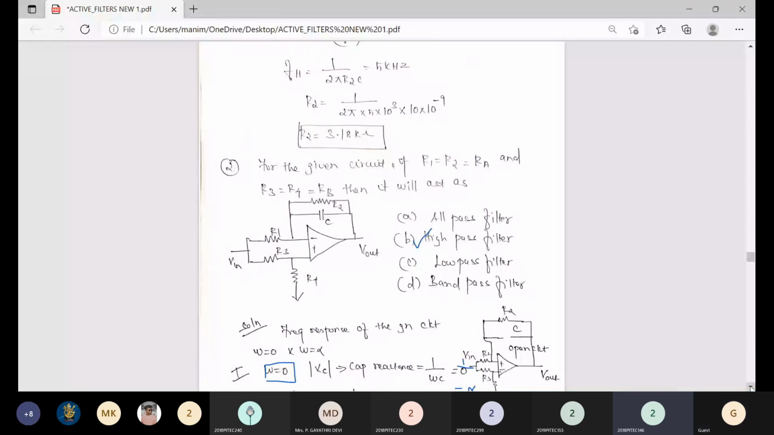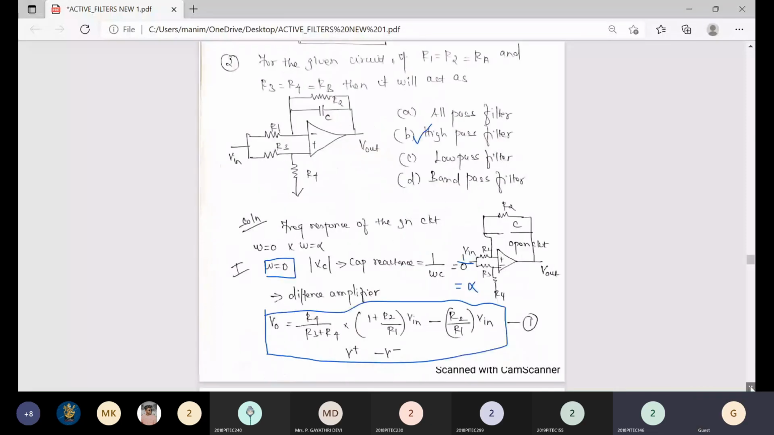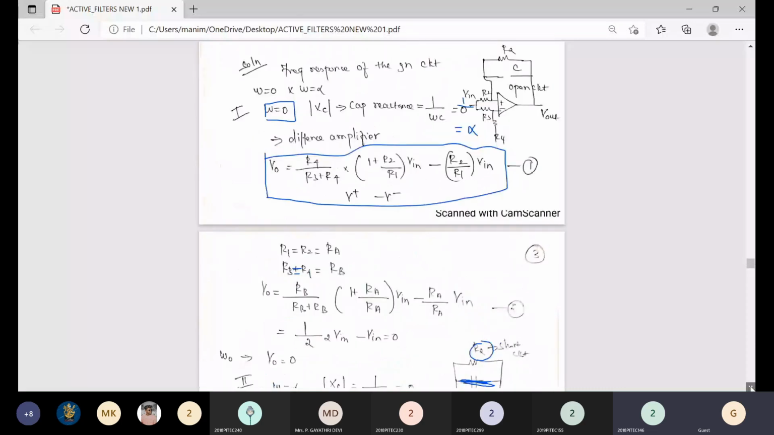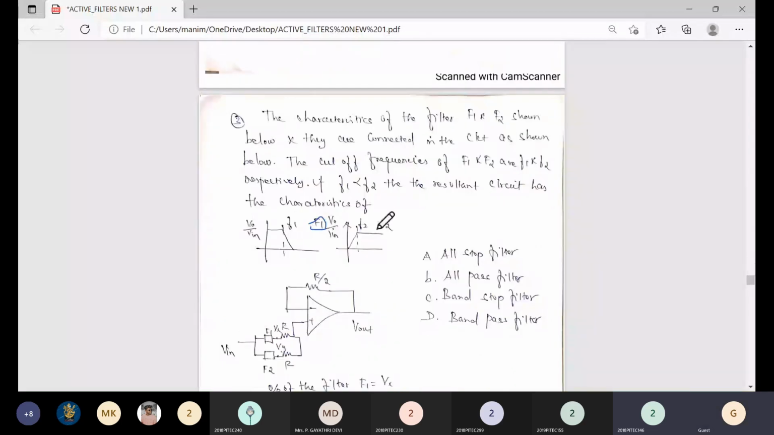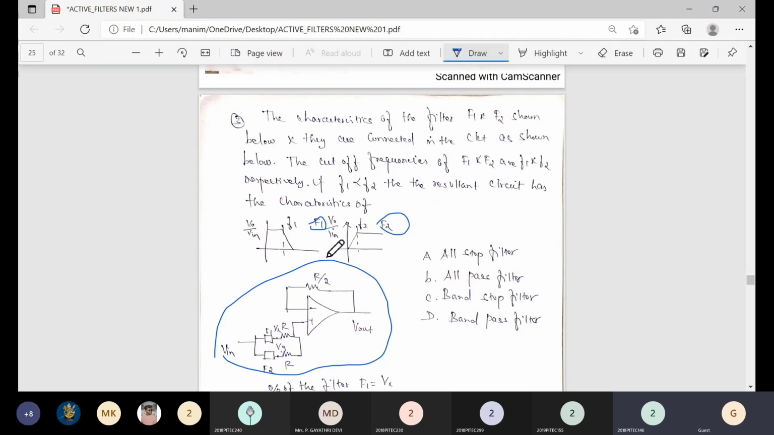Next, we move on to the third question. It is a simple question. They are given the characteristics of the filter, F1 and F2. The first one is the F1 filter, then the second one is F2. Then they are given one circuit also, with the frequency response and the circuit. So here the question is, the cutoff frequency of F1 and F2 are small f1 and f2. The cutoff frequency of the first filter is f1, and the cutoff frequency of the second filter is f2.